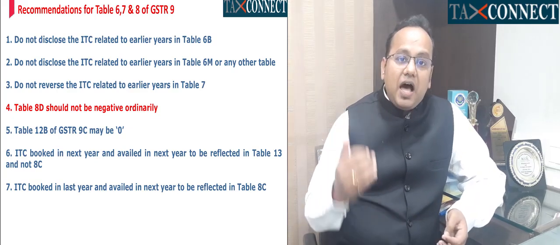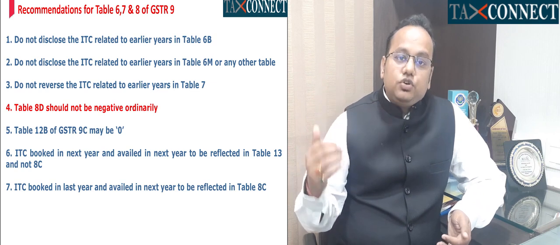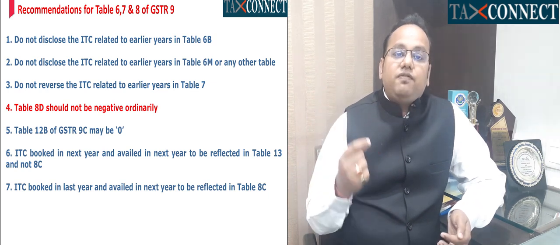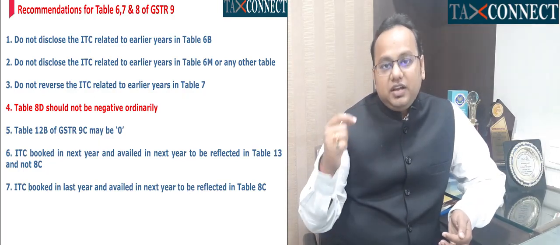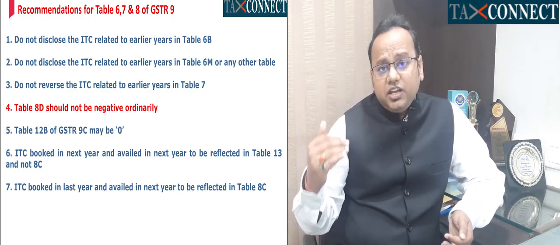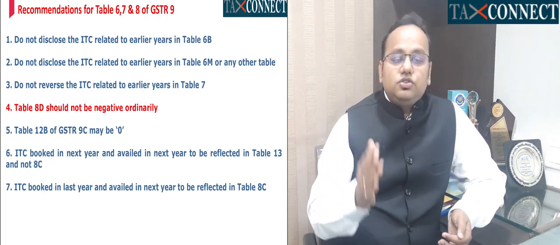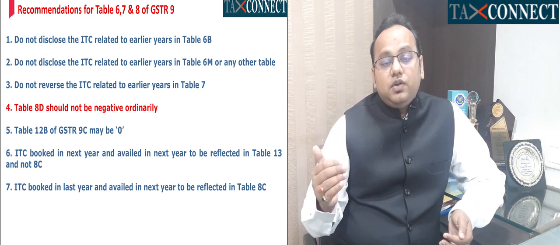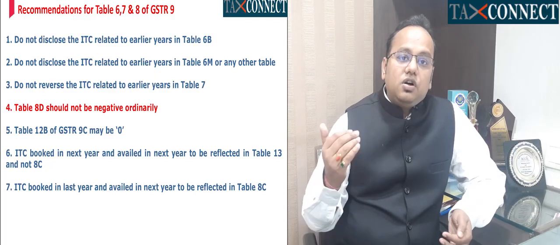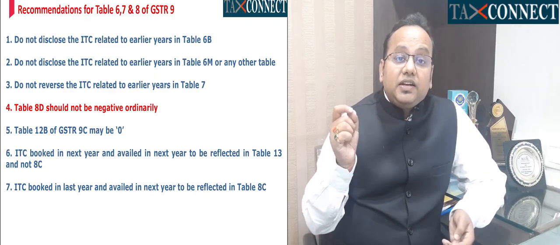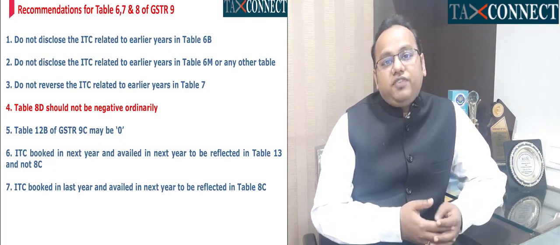Therefore, now you can compare apple to apple. 8A would show only those ITC reflected in 2A pertaining to invoices of 2019-20, 8B, which would pull the figures from 6B, would also show the ITC of invoices for 2019-20, and 8C would also show them. 8D should normally be a positive figure.